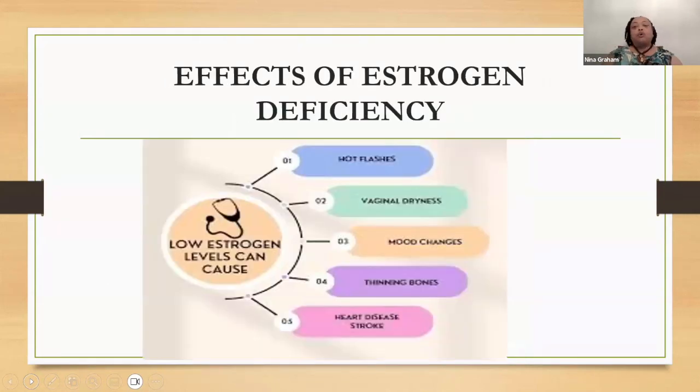So of course, the various receptors that are in, if you have a decrease in your estrogen levels, it can cause things like hot flashes, vaginal dryness, mood changes, thinning of the bones, and heart disease. These are some of the effects that may occur, and for which estrogen hormone replacement therapy may be helpful.